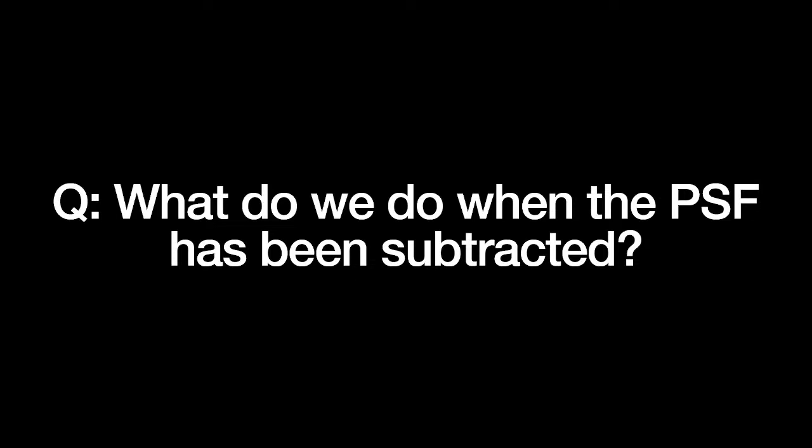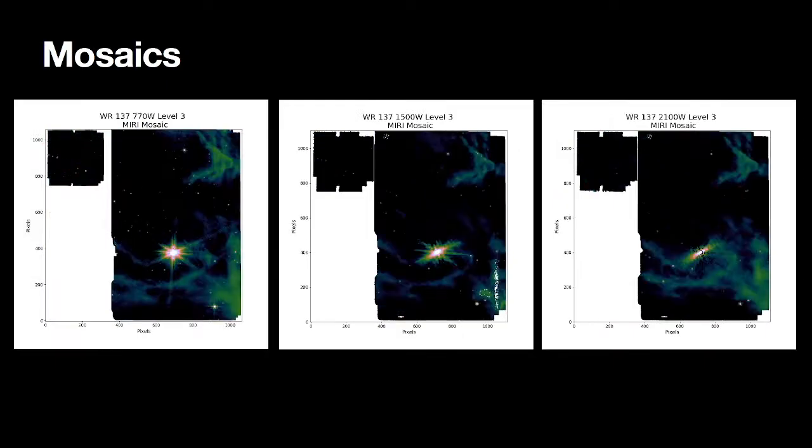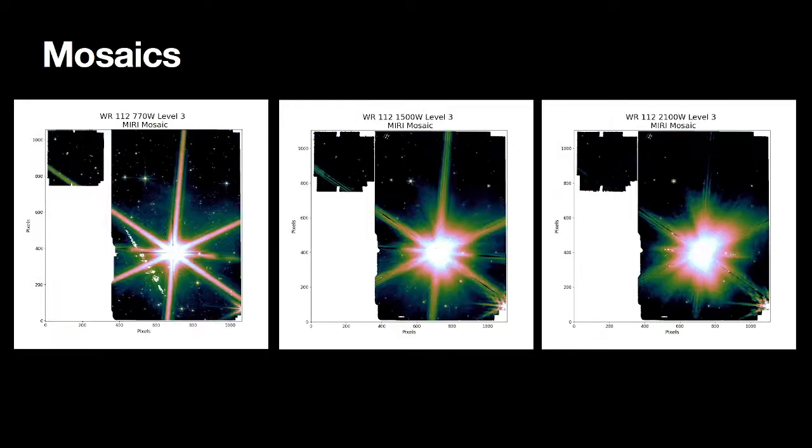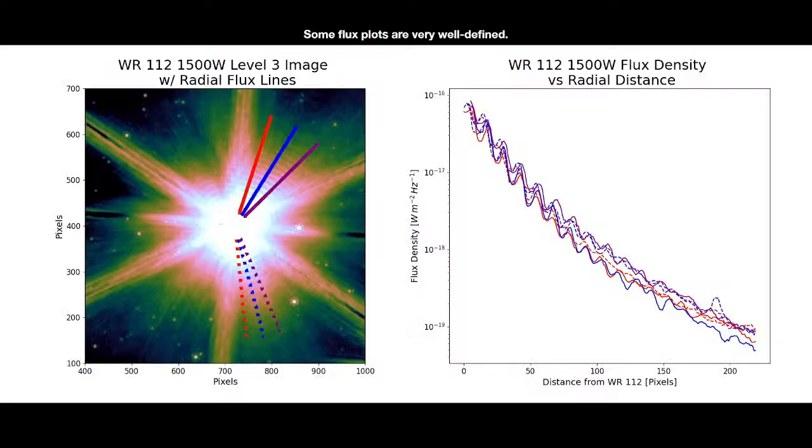And when that PSF gets subtracted, I stack them all on top of each other. I make a level 3 mosaic, which I always think these turn out so cool. Made them for all 4 stars. And then I made radial flux plots. So we want to see how far the dust extends into the interstellar medium and how long it survives.